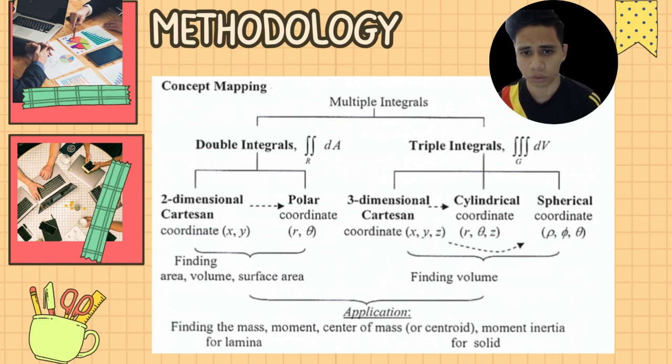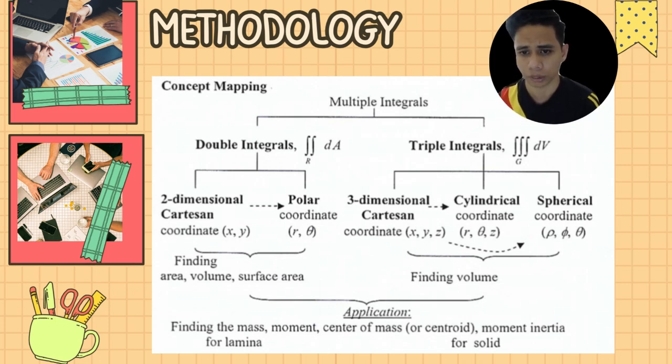Firstly, the concept mapping of multiple integrals has two elements. Number one is the double integral and secondly the triple integral. This topic we need to discuss is the triple integral. With the triple integral, we measure the volume. The formula is a triple integral of dV. The triple integral has three elements.